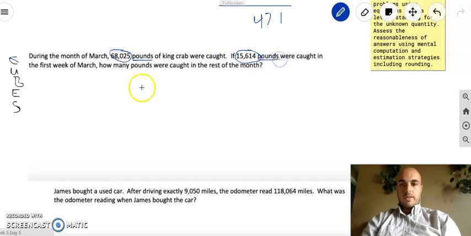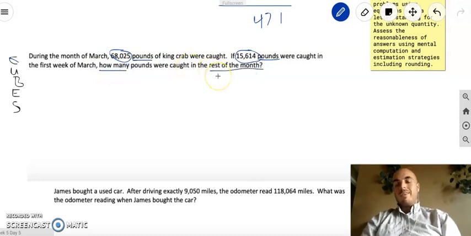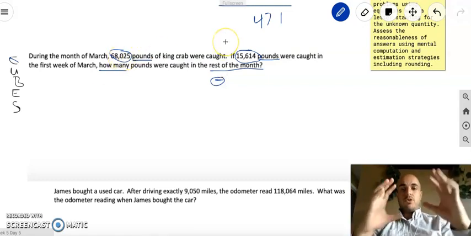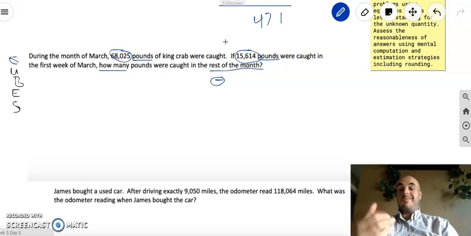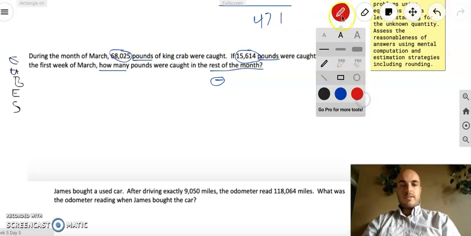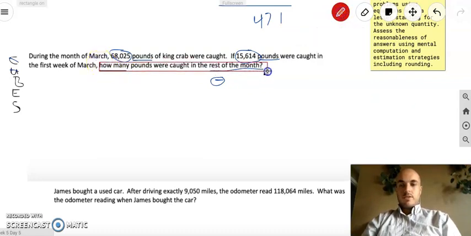That's our unit. And we're looking for how many, and it's saying in the rest of the month. When you hear like the rest of, more often than not, you're going to be subtracting. Because you have a total, in this case 68,025, and you're subtracting this piece that you already know from it, finding the difference. So this is definitely going to be a subtraction problem with that keyword there. Let's box what's being asked of us to solve. Let's eliminate. Eliminate this. And I can eliminate this.